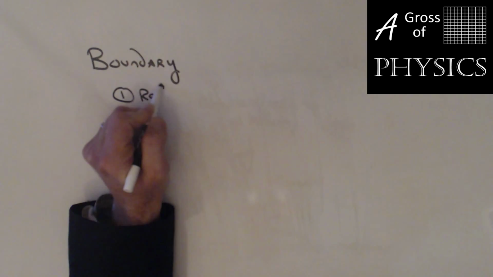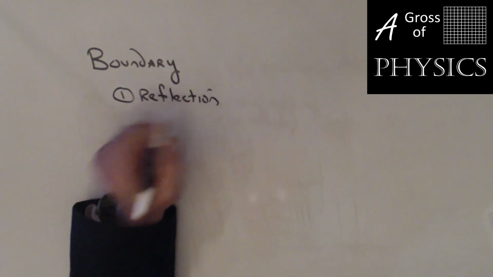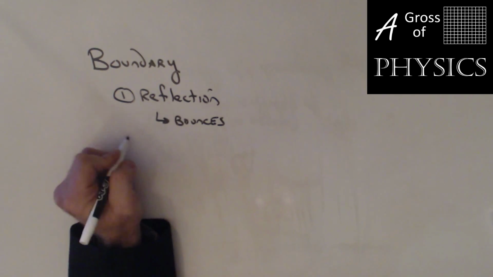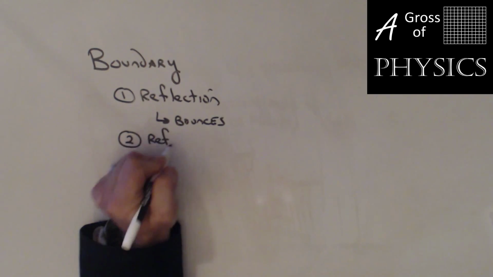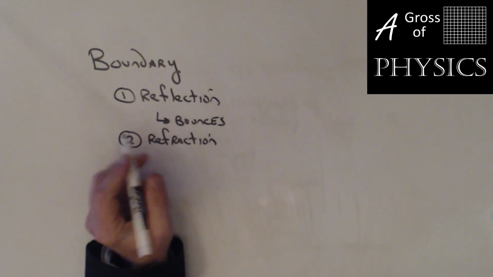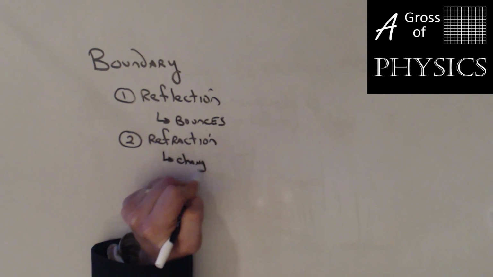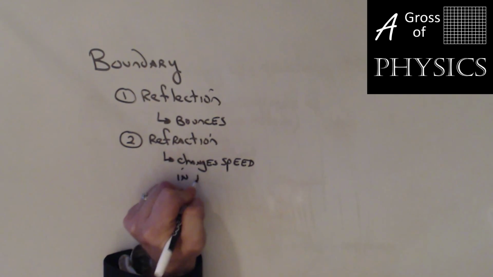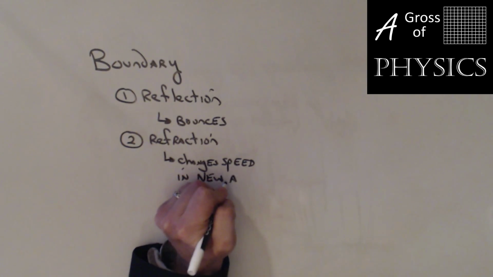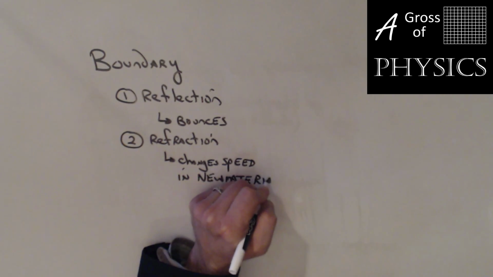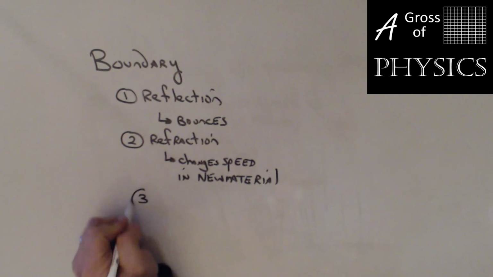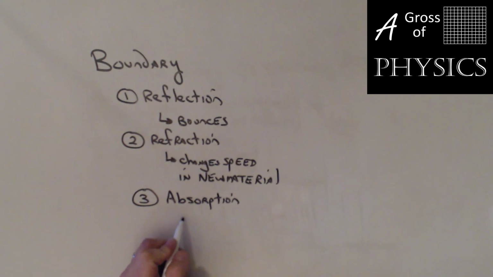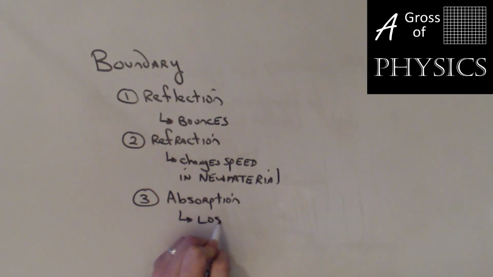We have reflection, which is where it bounces off. We have refraction, and that's where it changes speed. And the change in speed will be in the new material. Finally, we have absorption. And when a wave is absorbed, it loses energy.